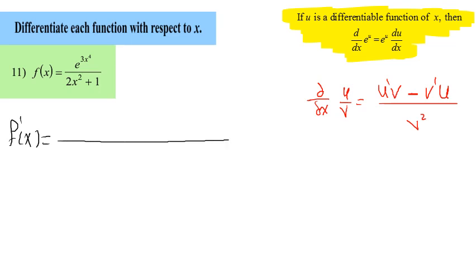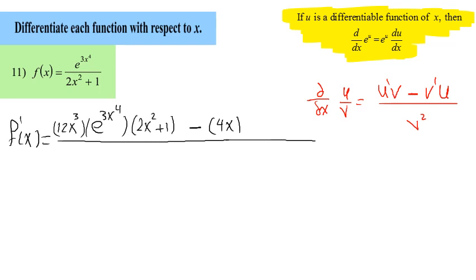the derivative of the numerator, e to the power of 3x to the power of 4, multiplied by the derivative of the exponent, 12x to the power of 3, multiplied by the denominator, 2x squared plus 1, minus the derivative of the denominator, 4x, multiplied by the numerator, divided by the squaring of the denominator, 2x squared plus 1, all to the power of 2.